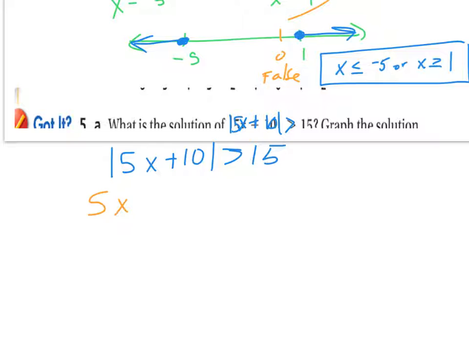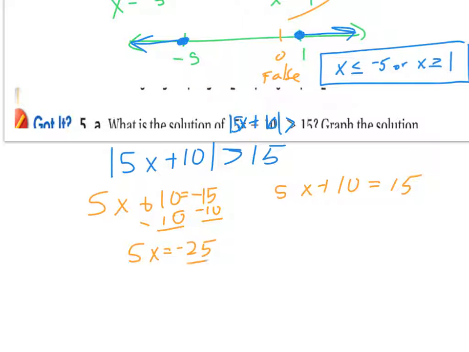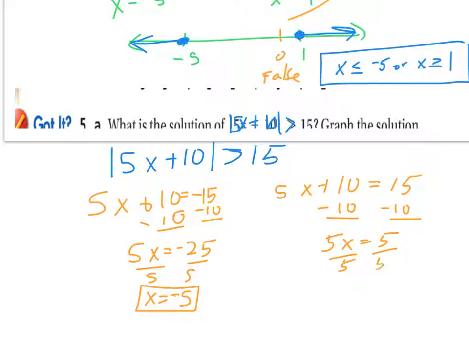So again, if I stick with the same approach, I go 5x plus 10 equals negative 15, and 5x plus 10 equals positive 15. So I forgot my equal sign there. Going through solving that, subtract the 10 from both sides, so 5x equals negative 25, divide by 5, x equals negative 5, subtract 10 here, 5x equals 5, divide by 5, x equals 1. Again, I don't know why I put that in a box, it's not my end solution.